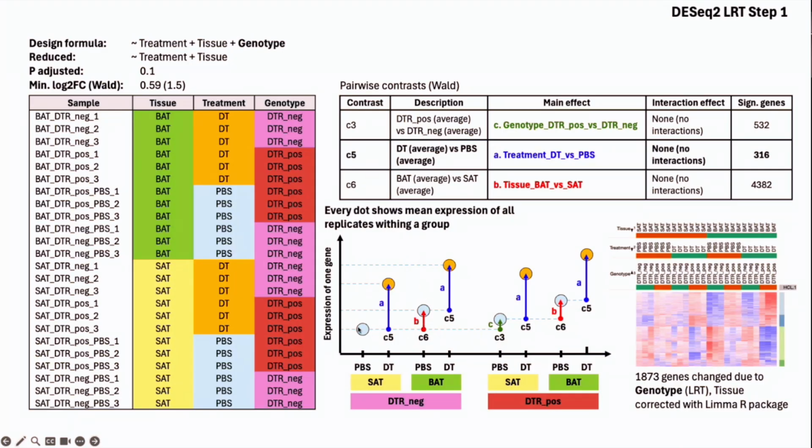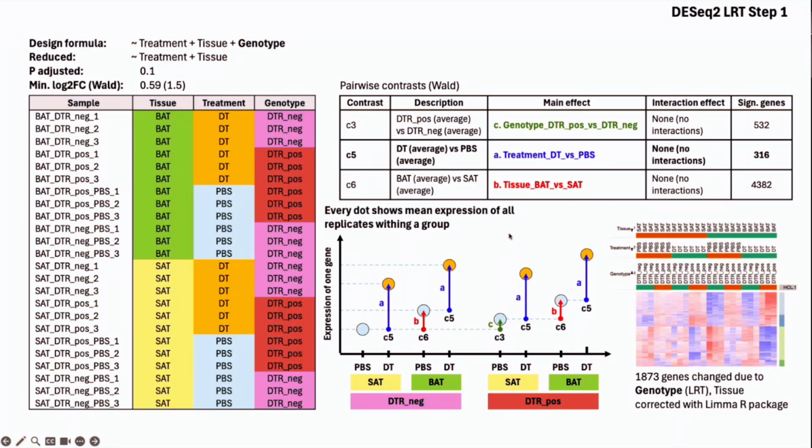On the picture, this A and here A are exactly the same for all of the tissues and both of the genotypes because there is no interaction. This is what we had before. And this, another contrast that we see here, is the change caused by the genotype. So this is the difference caused by DTR positive versus DTR negative.